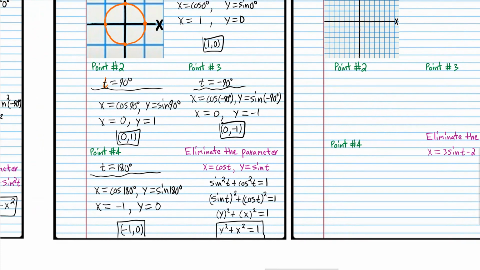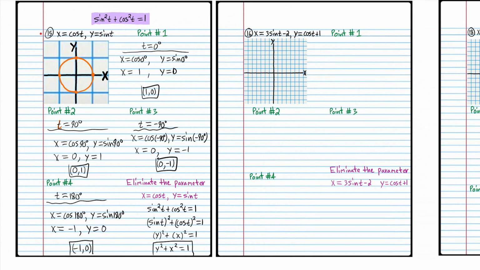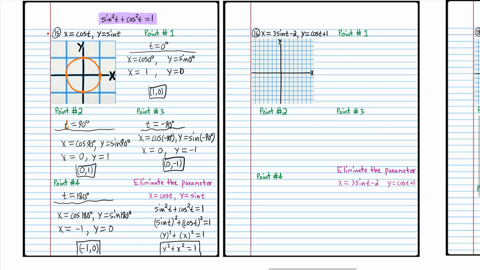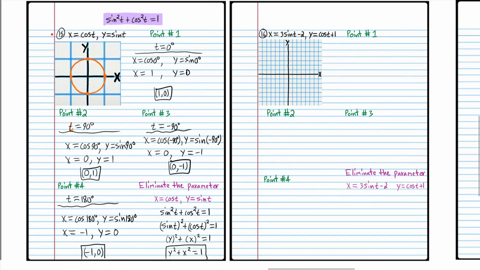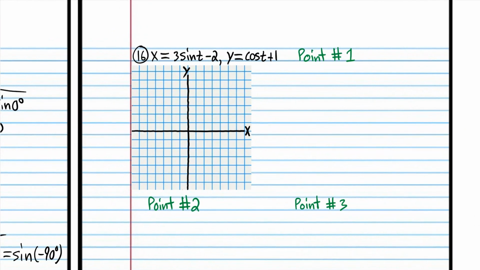So that's how you eliminate the parameter when you have functions like that. It's the easiest way to do it. There are other ways to do it, but that's the easiest way, using this Pythagorean identity. I know that seems like a dirty trick, but that's just the easiest way to do that. So now let's go to number 16 and enter these equations into our calculator.